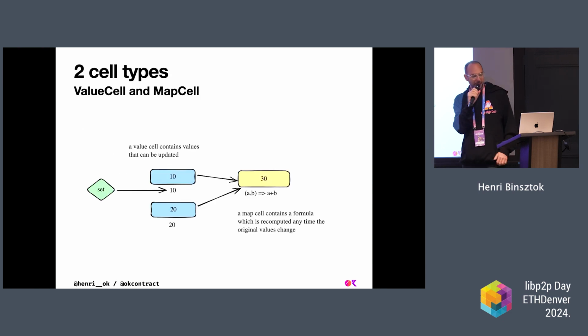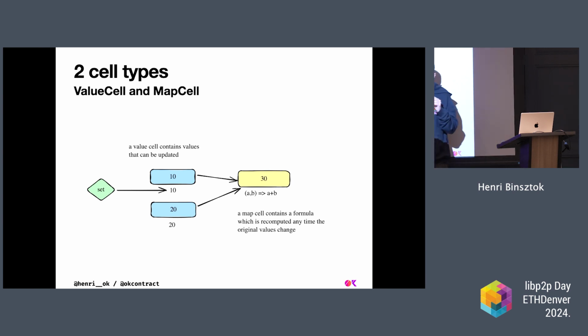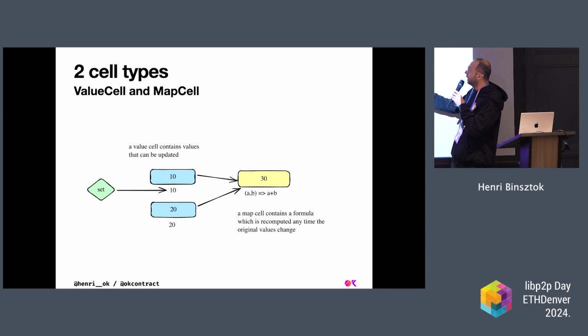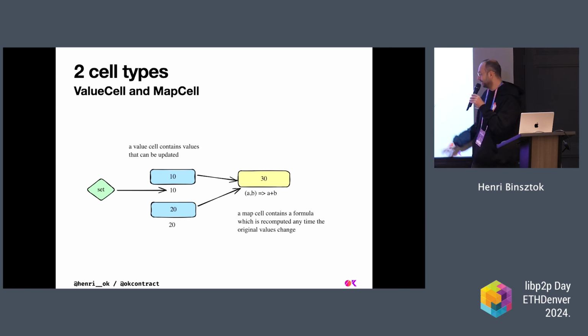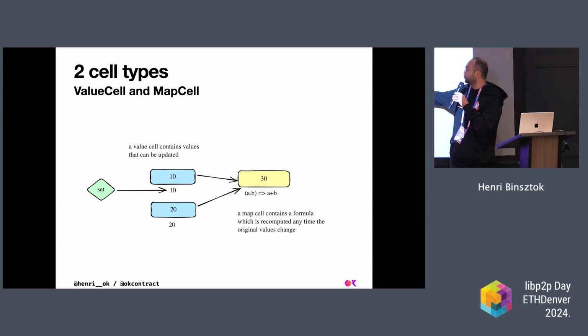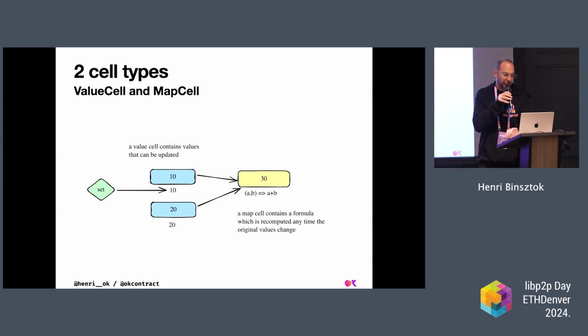So yeah, well, how it works. So basically, we have two types of cells, which are cells a bit like a spreadsheet: value cells and map cells. Value cells you can update from many things, including the user interface, for instance, which you can set. And that can be derived into mapped cells, which basically apply a function. Like, for instance, we can compute the sum. That's very easy, of course. A, B then gives A plus B. And which recomputes this, every time the cells change.